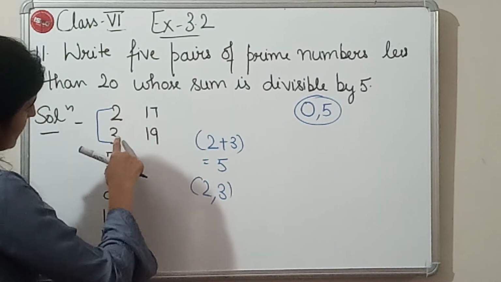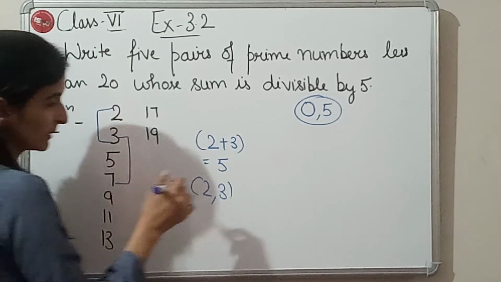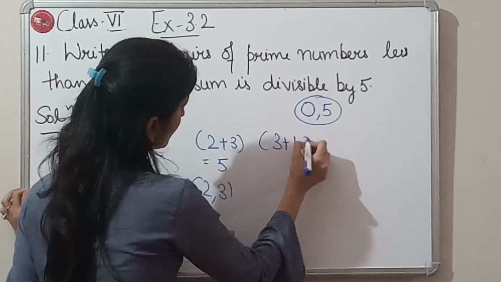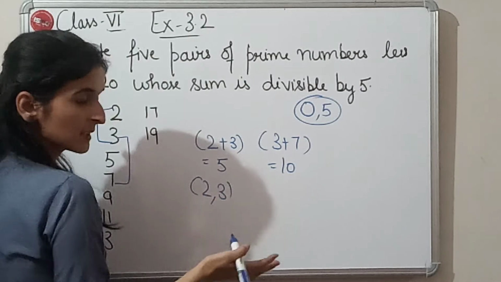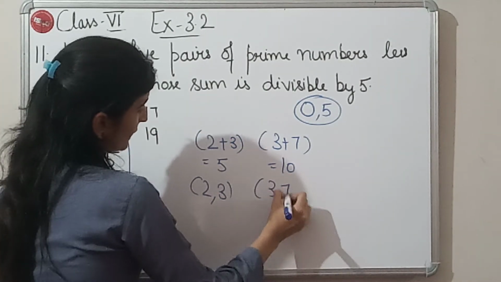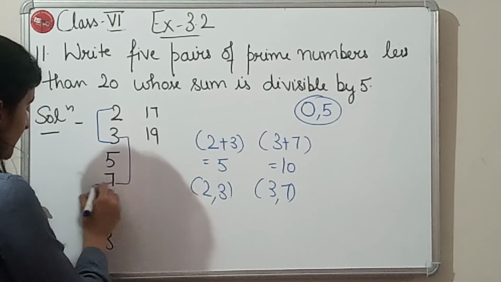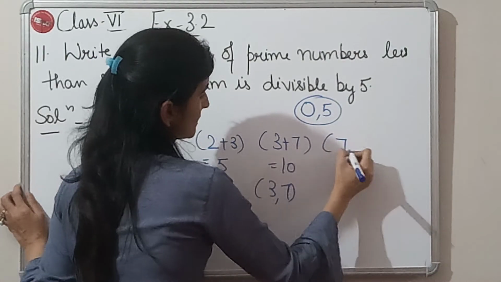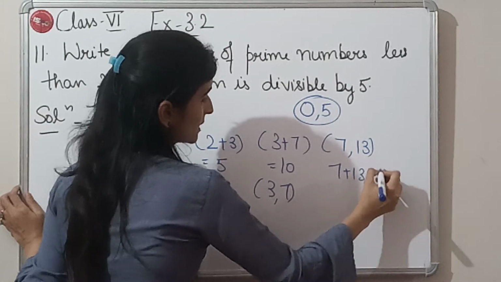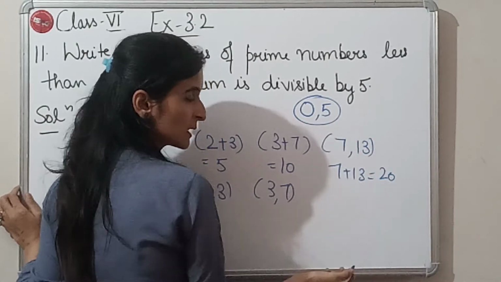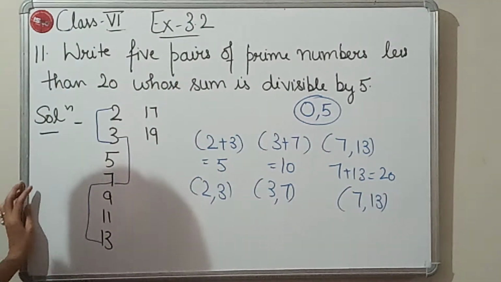After that, let us take this 3 and 7. Because 3 plus 7 will be equal to 10, and 10 is divisible by 5. So 3 and 7 can be a pair. After that, 7 and 13. 13 plus 7 is 20, and 20 is divisible by 5. So 7 and 13 can also be a pair.